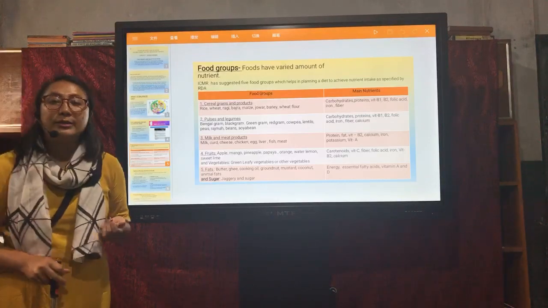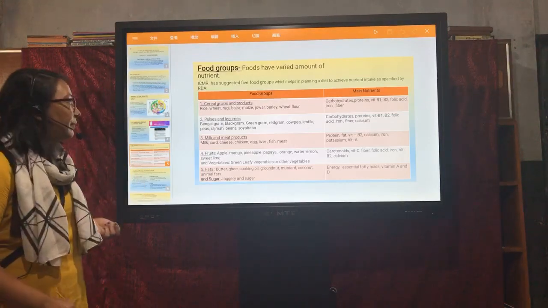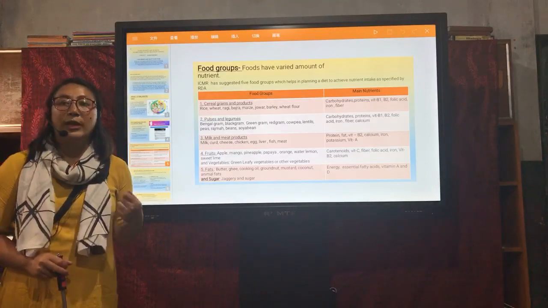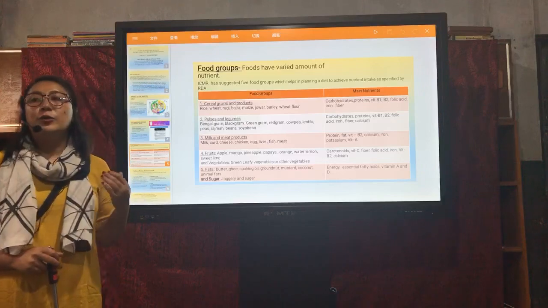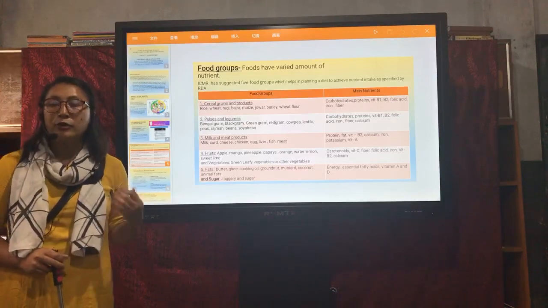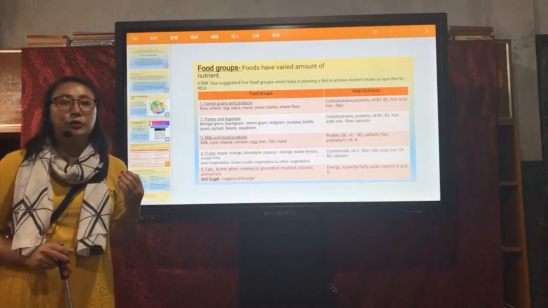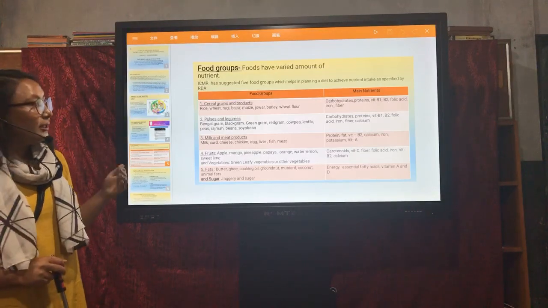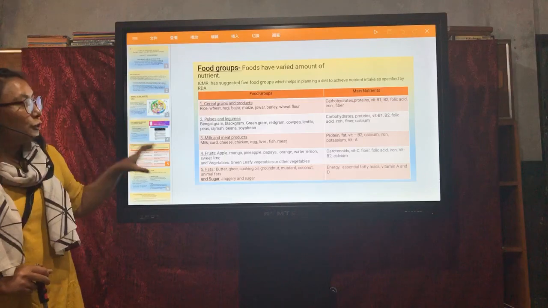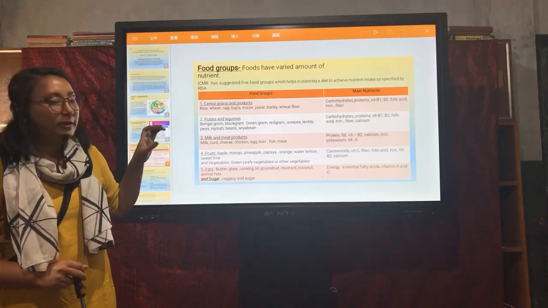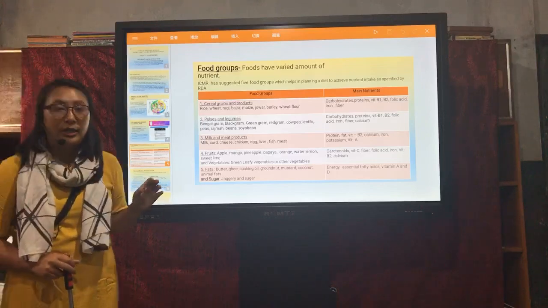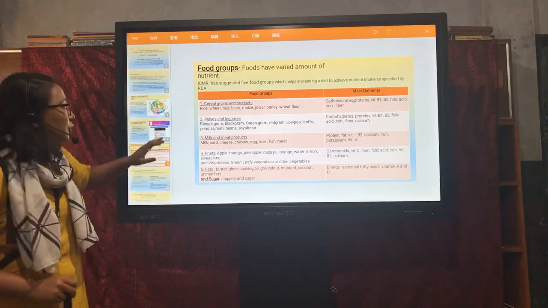Accordingly, the Indian Council of Medical Research, ICMR, has suggested 5 food groups which we need to consider while planning a diet. A person who is cooking for the household, for the family, should consider the 5 food groups while planning a diet, so that the family will achieve the nutrient intake as specified by the recommended dietary allowances. So there are 5 food group systems.